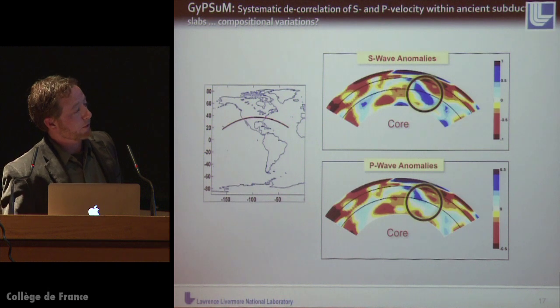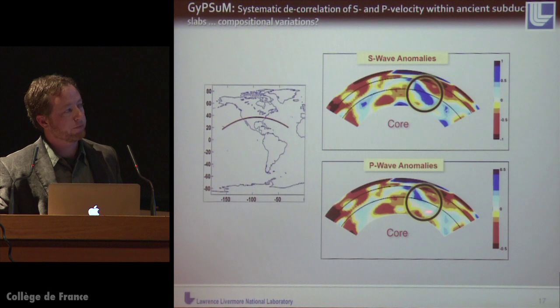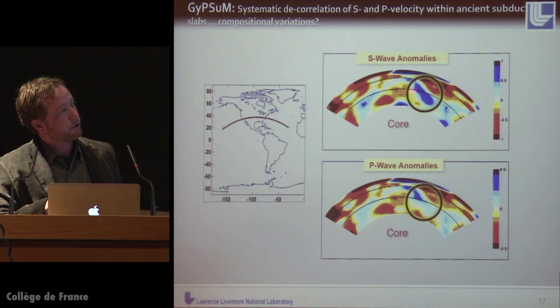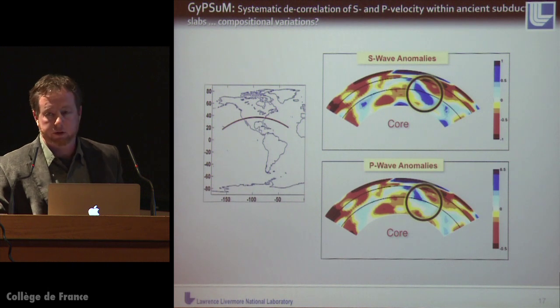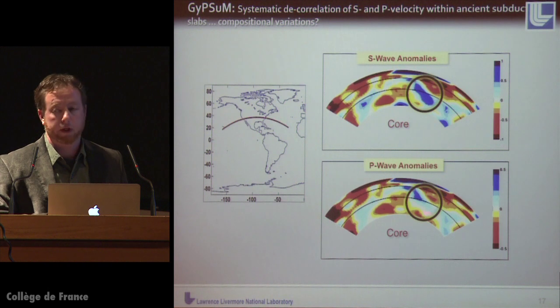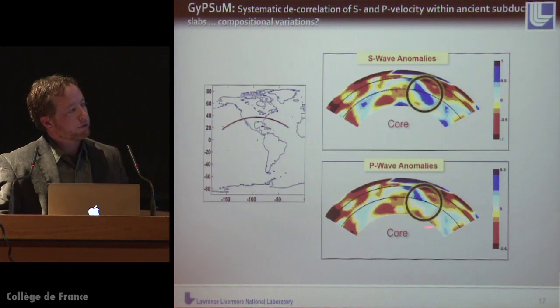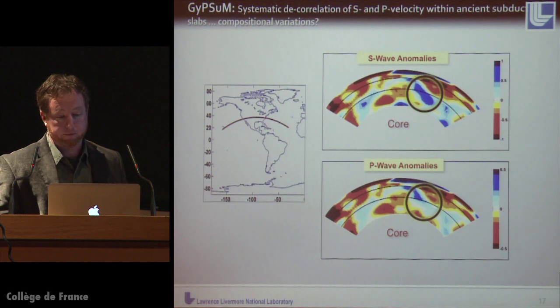So another observation that we see is this decorrelation of shear wave speed and P wave speed in fast anomalies in the lower mantle. This is a cross-section through the Farallon slab, and this is shear wave speed here, and this is P wave speed here. And we've done everything we could to make these map one-to-one, to make this image look like this image, and they just don't. You can't do it. And so in other words, these structures tend to be muted in the P wave anomalies that we see, and we see this as a global trend.